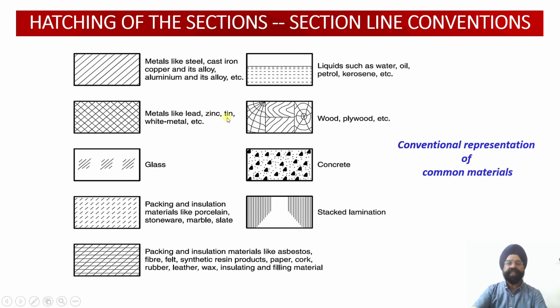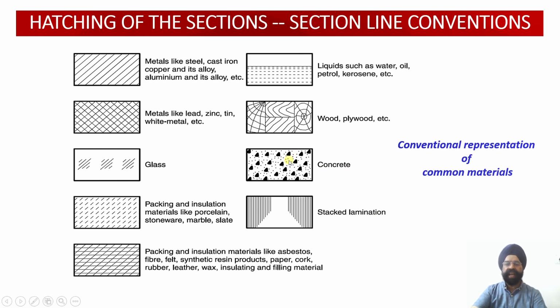Then for lead, zinc, tin and white metal, the hatching done will be of this type. For glass, because of its amorphous structure, the hatching looks like this. If it is a packing or insulation material like porcelain, stoneware, marble or slate, then this is the pattern of hatching which should be done. Again, for insulation materials like asbestos, fiber, felt and synthetic resin products, depending upon the nature of the material, we have changed the hatching pattern. Similarly, this is the hatching pattern for stack lamination.